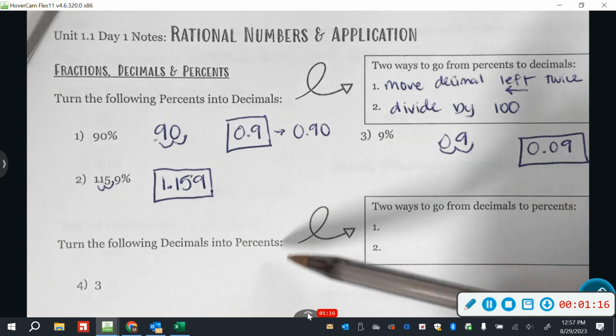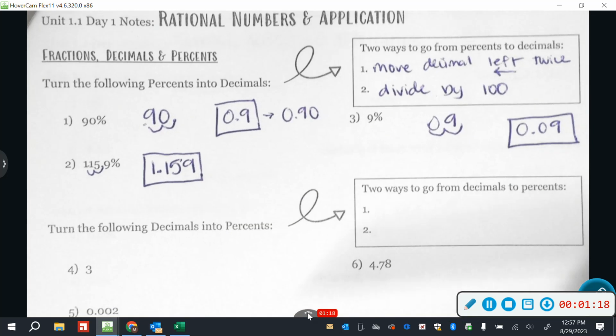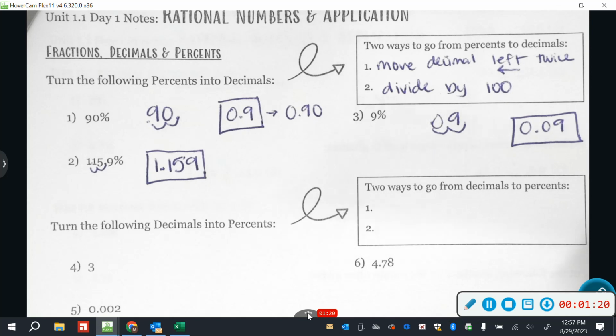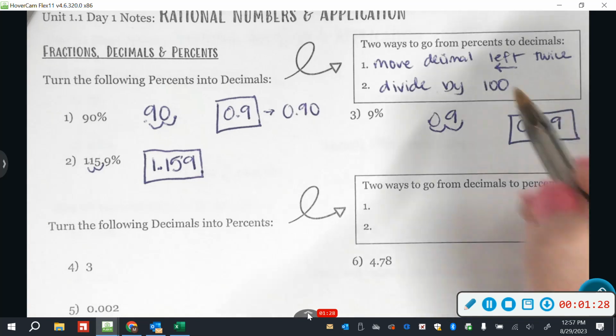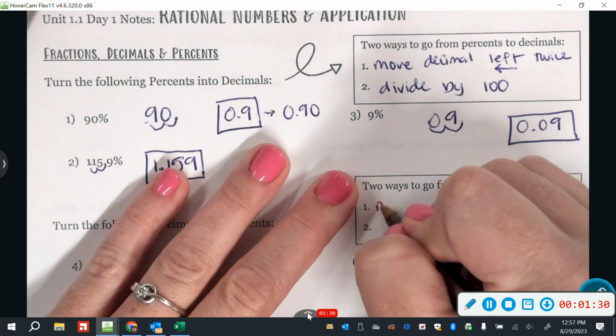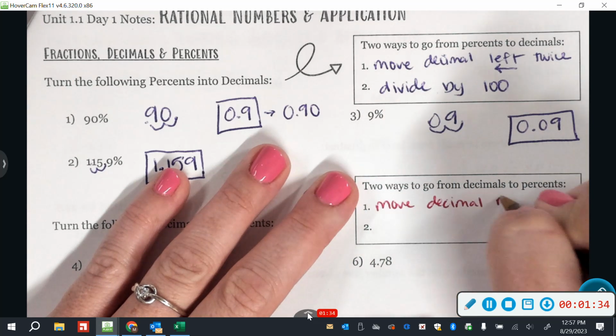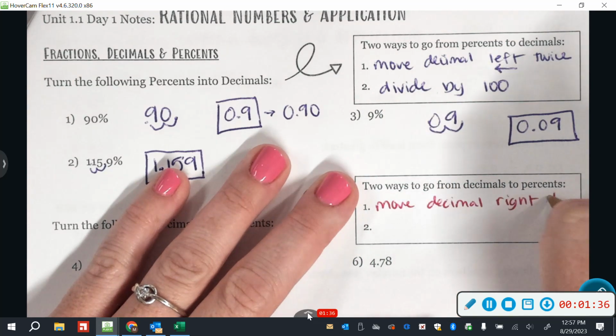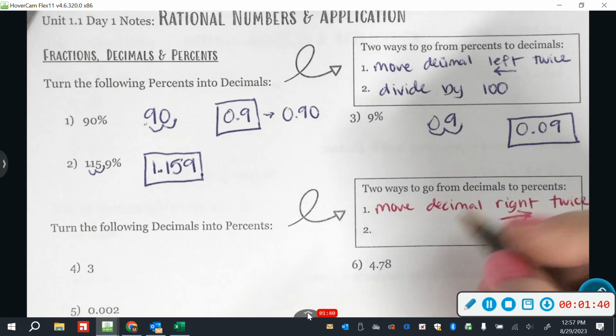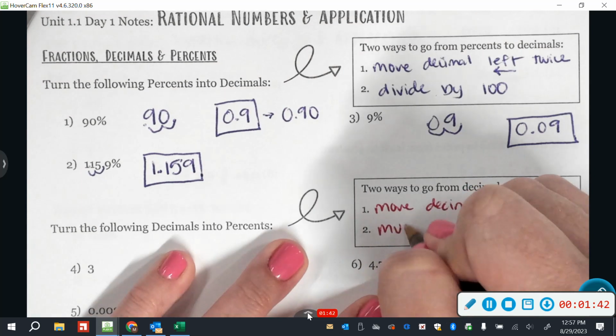What if we go decimals to percents? What are our two steps, or two methods? Yeah, we're just going to do the opposite. So we can move the decimal right twice. And multiply by 100.